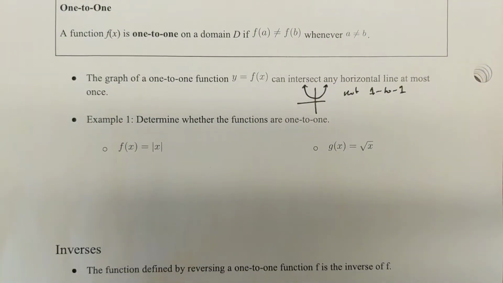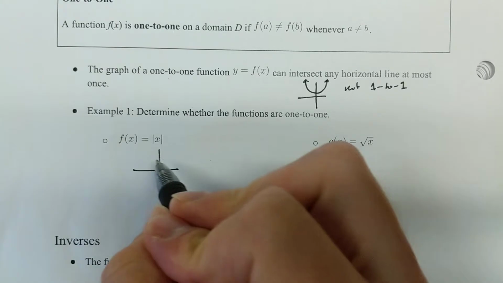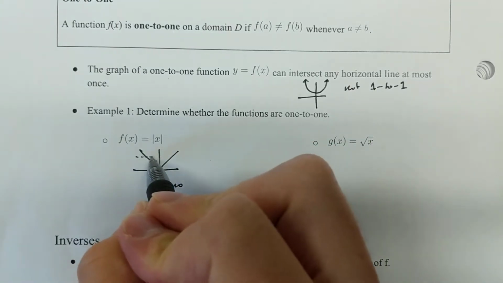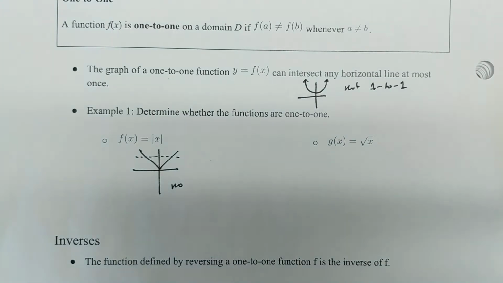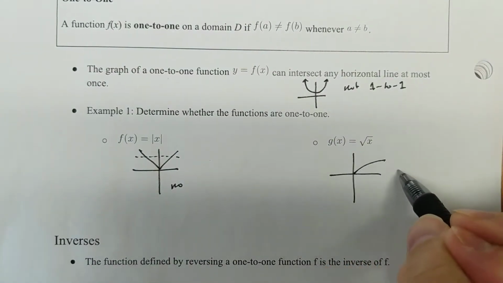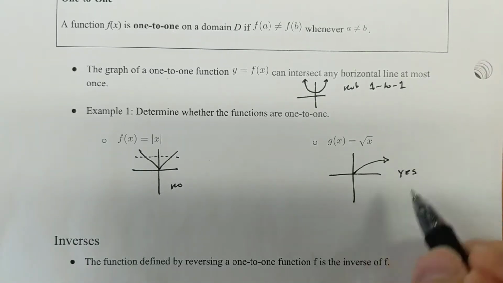All right, so here it says determine whether the functions are one-to-one. So this absolute value of x. Absolute value x has this equation. So this one is no, because I can draw a horizontal line that crosses the graph more than once. Root x looks like this. So this one is yes, because there is no horizontal line that crosses the graph more than once.